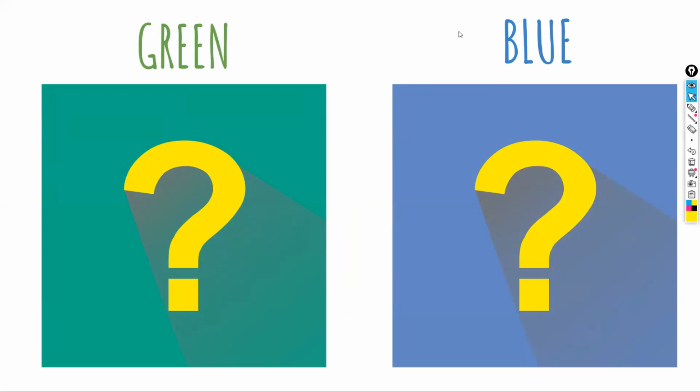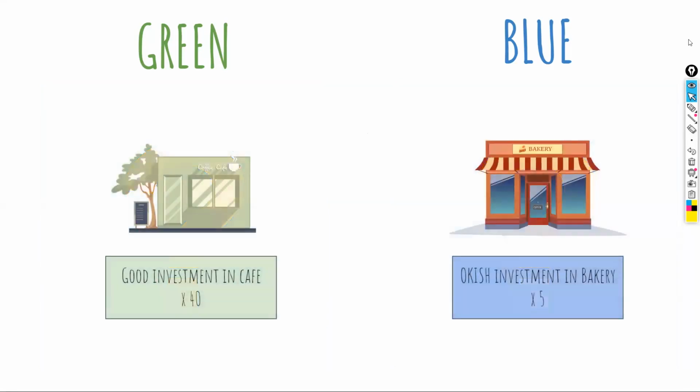A lot of people are saying blue. The minority of the people are saying green. All right. So remember your color, right? Whichever one you choose. Let's see what happens. On the first month of your business, for those who chose green, you made a very good investment in a cafe. So however much money you have, multiply it by 40. That's the new amount of money you have.